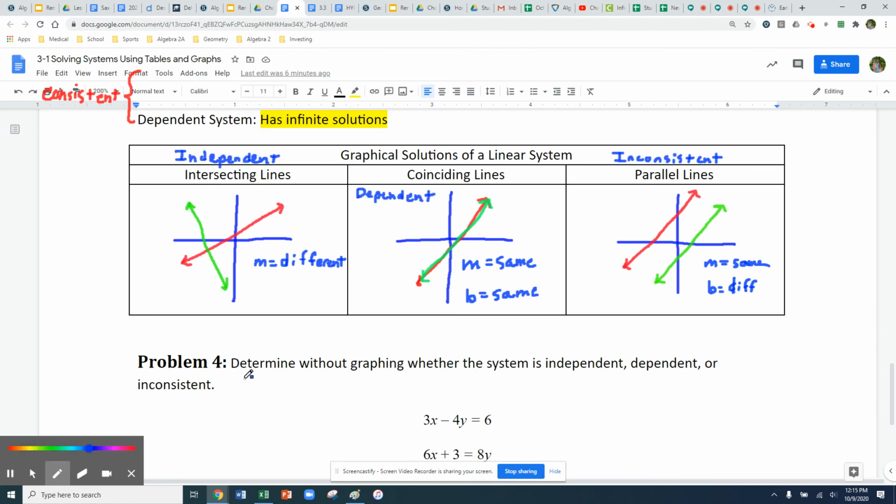So there are the 3 scenarios. If your slopes are different, you're going to have an independent system. If your slopes and y-intercepts are the same, you'll have a dependent system. If your slope is the same but your y-intercept is different, you will be dealing with an inconsistent system. And the main theme in all 3 of these is the slope and y-intercept. So we are going to put our equations into y equals mx plus b slope-intercept form.